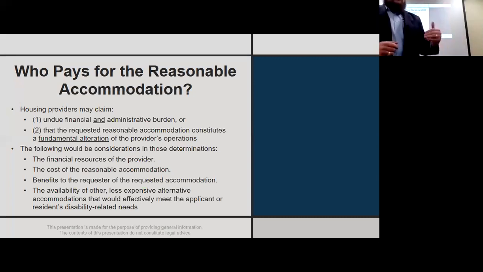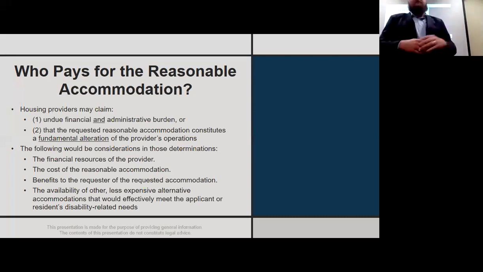So you can kind of look at these four things. They're considerations. They're not determinative. They're not exhaustive. There's all sorts of things you can use in that determination to see if it's an undue financial burden, if it's an administrative burden, or if it's just outside your operations. You can look at the resources of the provider, the cost of the accommodation, the benefits, and then availability of other alternatives.